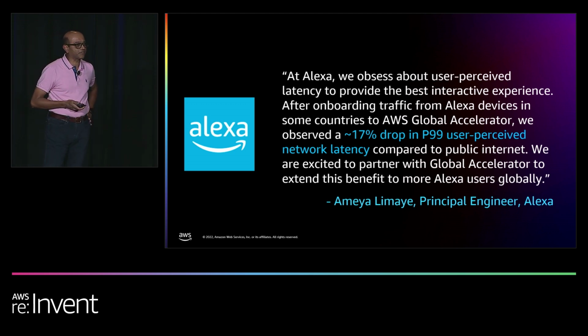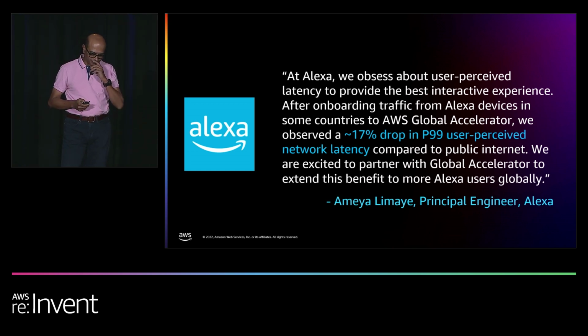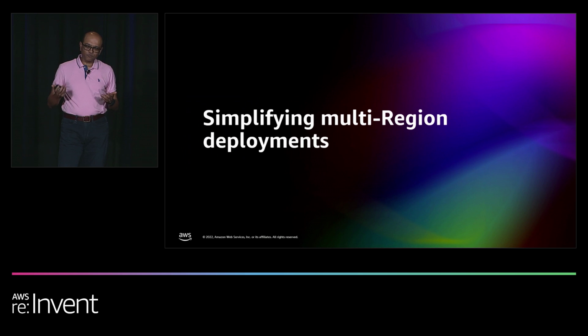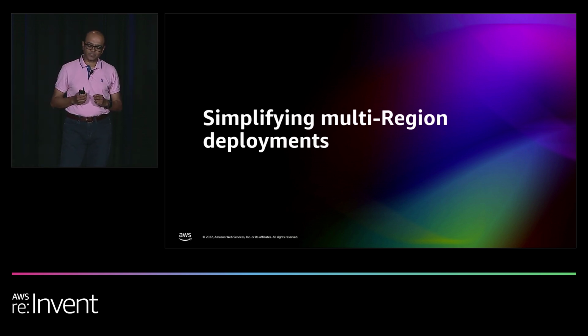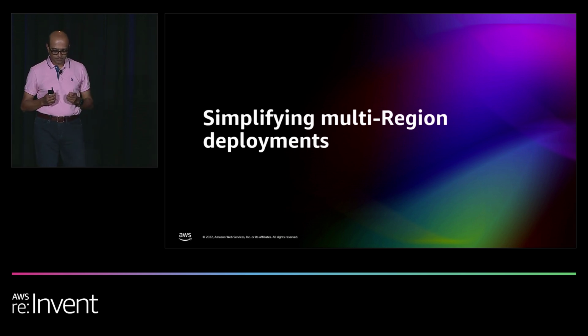Each of the examples I've shared in the last few minutes are proof points of the tremendous scale that we deliver with Global Accelerator and how we serve our customer needs every day. Now, many of you use Global Accelerator for performance benefits, which is perfectly understandable. But I think there's an equally important benefit of Global Accelerator in simplifying multi-region deployments or building highly available architectures.